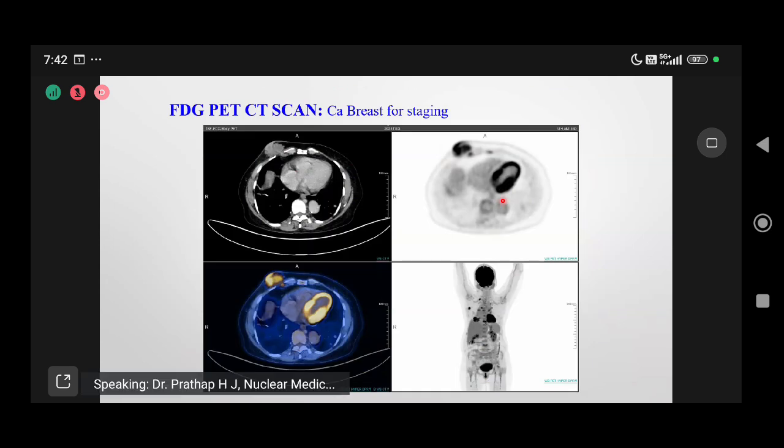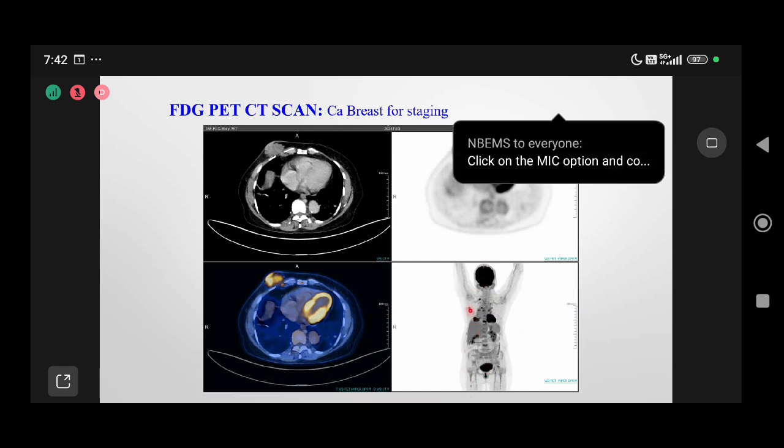FDG PET CT scan. How do I read the FDG PET CT scan? Once I open my screen, I get all these 4 images. The first is the CT scan over here, which I am showing. It is the axial slices. The next, the right one, is the PET image. It is just a PET image. The lower left one, which I am showing you over here, is the fused PET CT image. The right corner, the one which I am showing here, is the MIP image, where I can see the complete whole body image in one go, and I can localize.